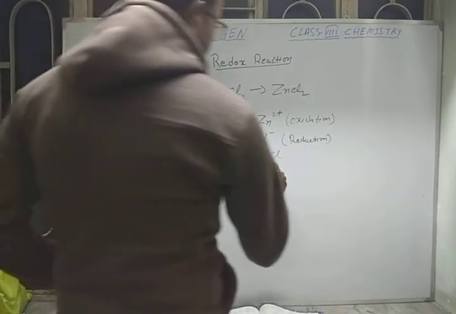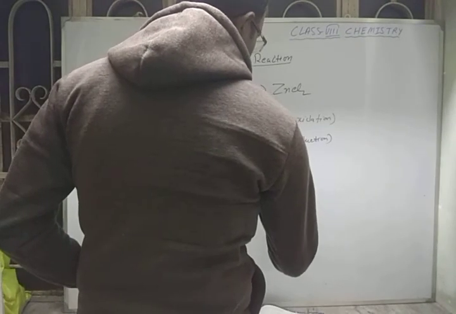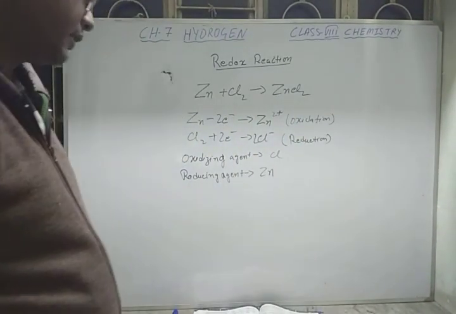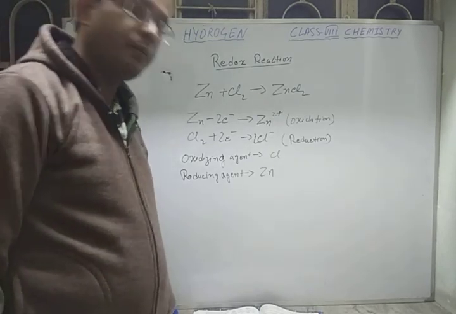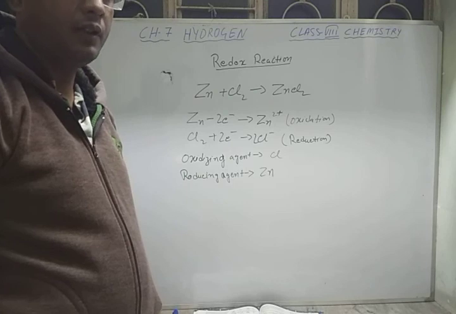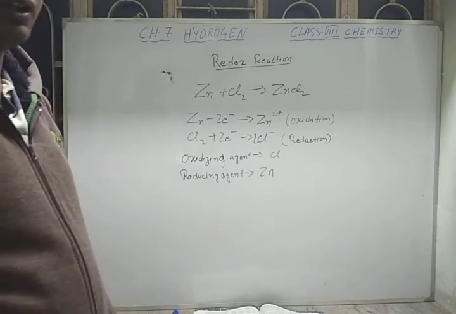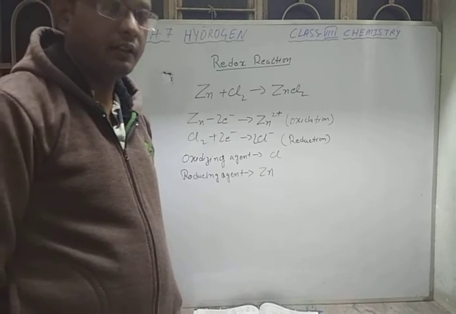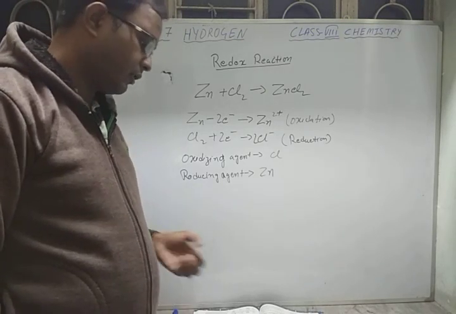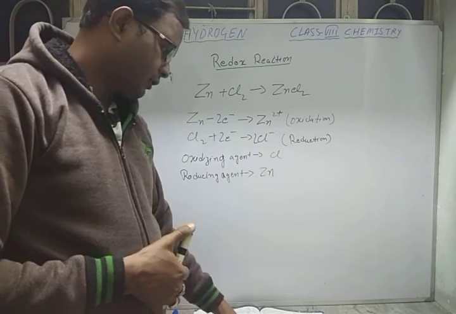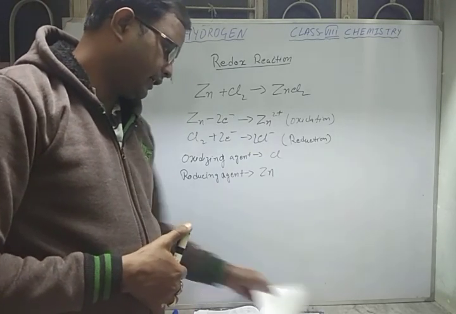So zinc is the reducing agent. In this way we see chlorine reduces with the help of zinc, whereas zinc oxidizes with the help of chlorine. So chlorine is the oxidizing agent, whereas zinc is the reducing agent. So this is all about your hydrogen chapter. Here our chapter is completed.